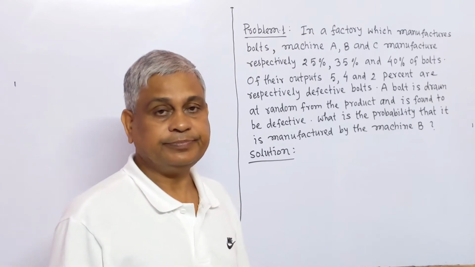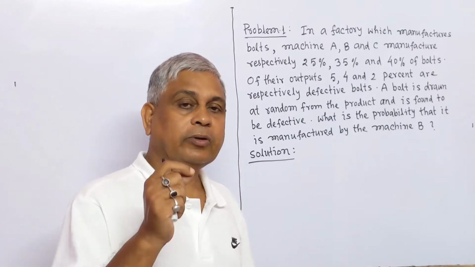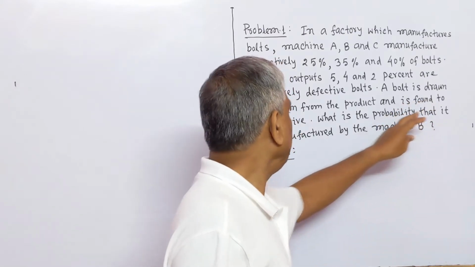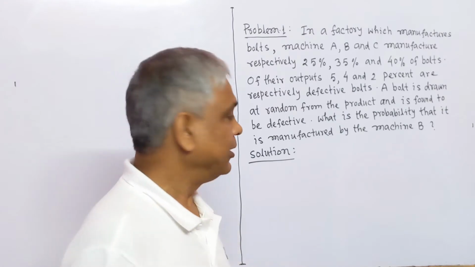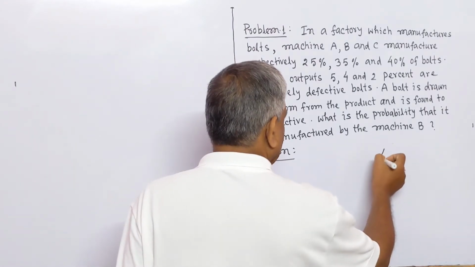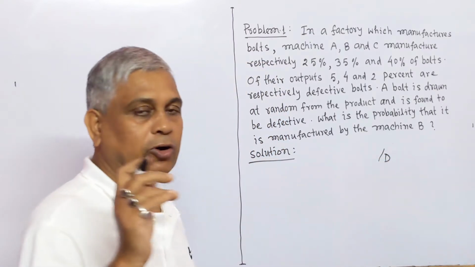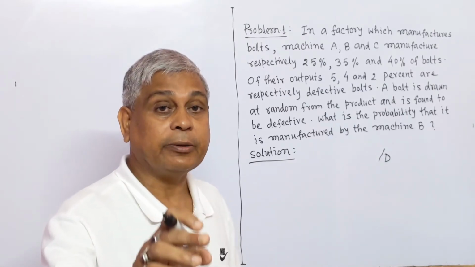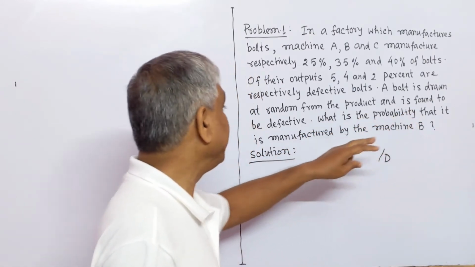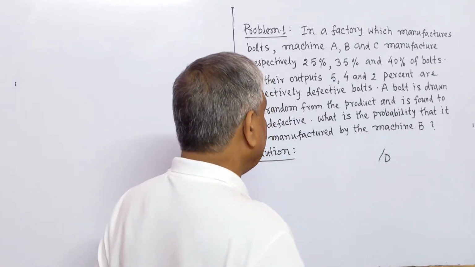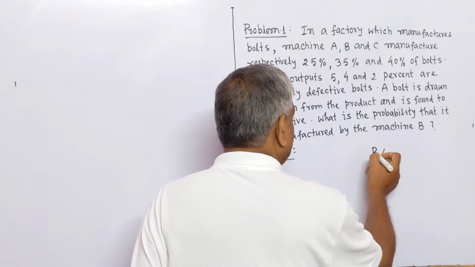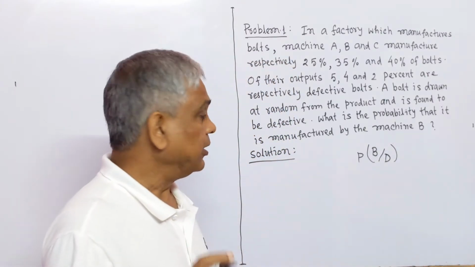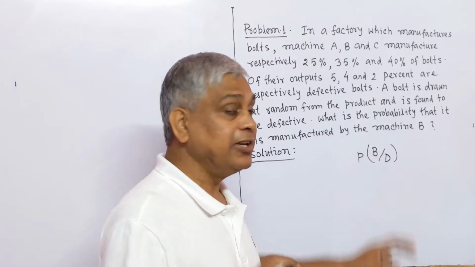Now we solve this. Firstly, we want to know what the known thing is. Here, the known thing is that the bolt is found to be defective. We write the known thing under the slash in the Bayes theorem problem. Now we find whose probability is to be determined. Here, it is the probability that it is manufactured by machine B. So we write machine B above the slash, and we have to find the probability of this.